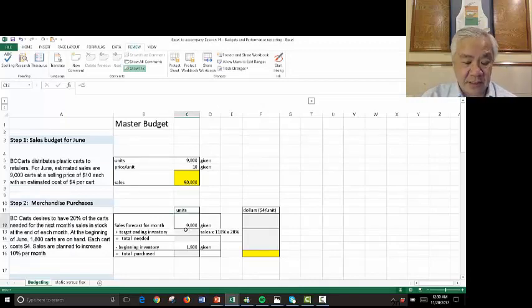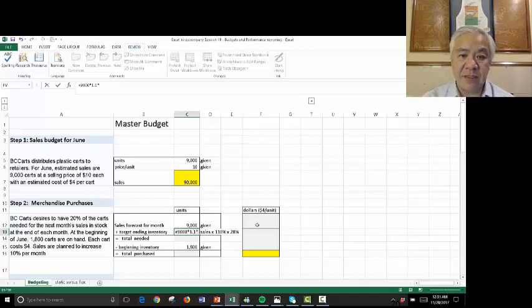We were given 9,000 units, that was above, and then targeted ending inventory is equal to 20% of next month's sales. So that equals 9,000, which is this month's sales, times the growth of 10%, so we multiply times 110%, 1.1, times we only need 20% on hand at the end of June to accommodate the beginning for July. So times 0.2, and we have 1,980 of our targeted ending inventory.